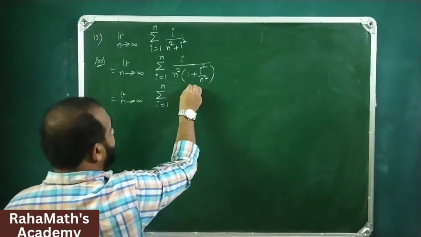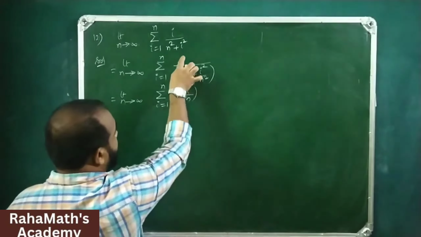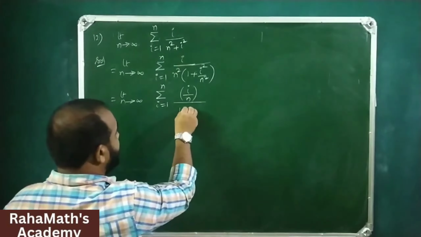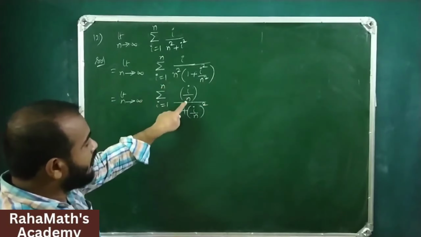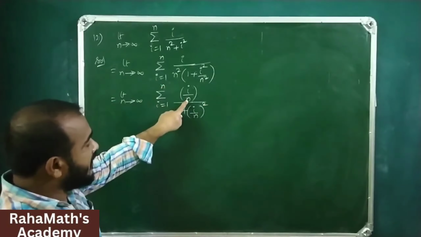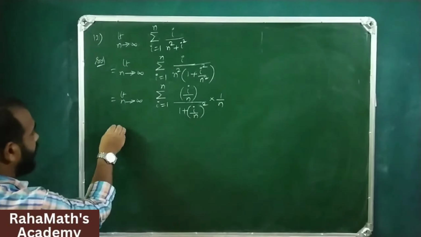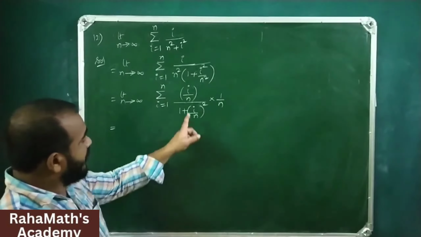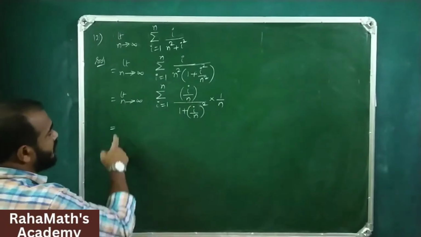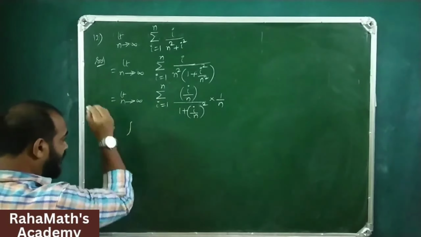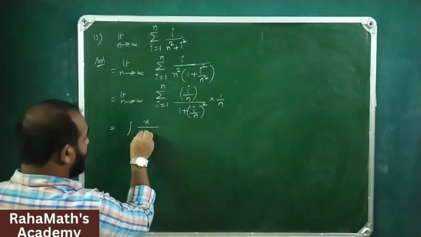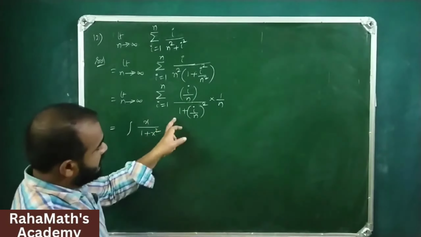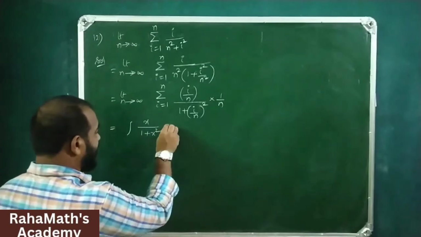Here this is i by n by 1 plus i by n whole square. This is n square, but only n I have taken, so 1 by n I am left with here. So here, as usual, i by n is to be replaced with x, the limit n tends to infinity, sigma is integration. So i by n is x by 1 plus x square into 1 by n is dx.